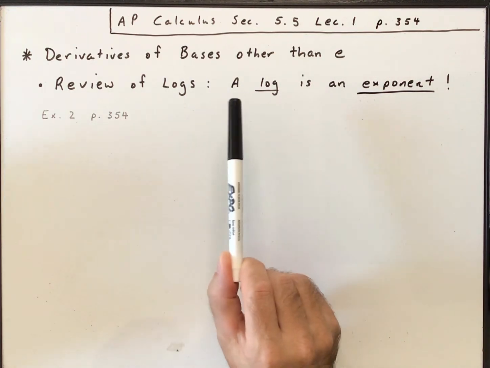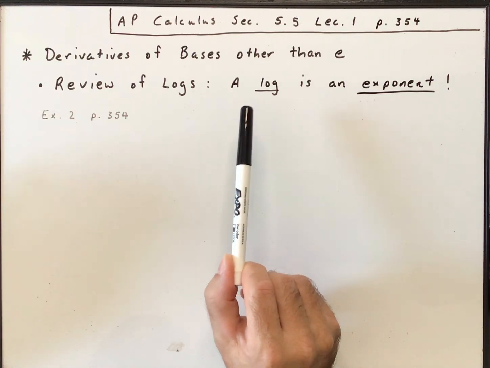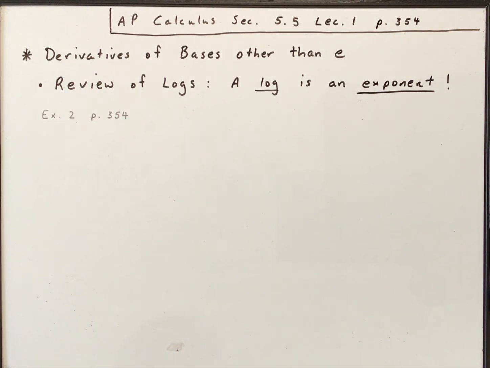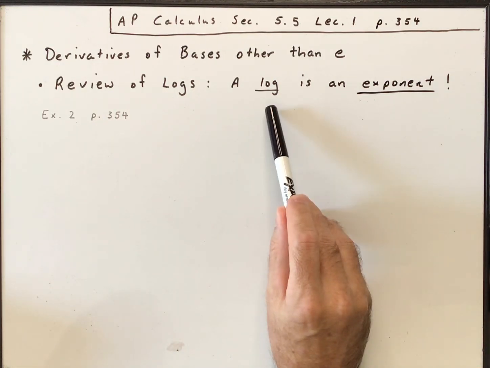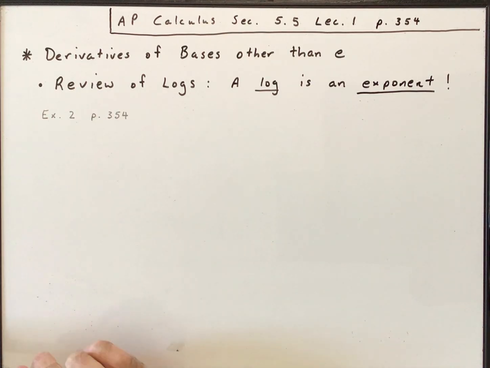So in the last section, 5.1 through 5.4, we took a lot of derivatives with bases of natural logs, all right? We took derivatives of natural logs. And today, we are going to take derivatives of logs that don't have a base of e, so not the natural log. So just a quick review of logs. Just remember that a log is an exponent. So we're going to go over a few examples from the text to remind you how to convert logarithmic expressions to exponential expressions and vice versa.